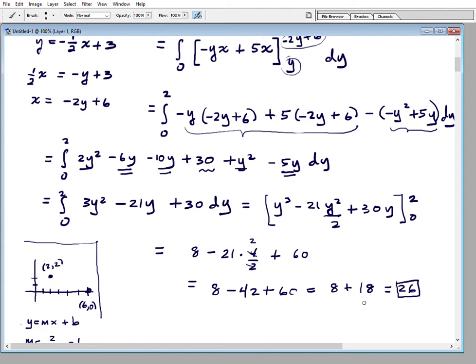Any questions? So this I consider to be a reasonable problem. Not too hard to integrate. The most difficult part really is those limits of integration, setting up the triangle and the limits of integration. So any questions about how we did this? You should go over this example and the other ones that we did.